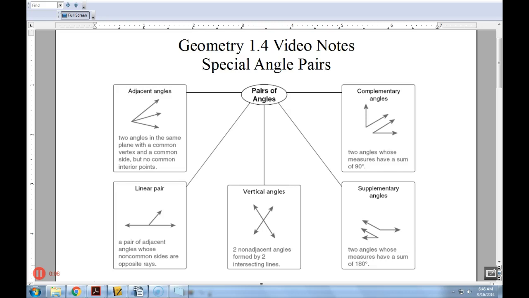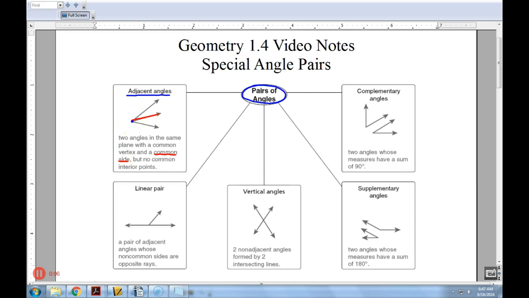And this little graphic organizer here in the center kind of highlights all the special pairs of angles. There's 5 of them we're going to look at. So starting in the upper left, adjacent angles. Adjacent angles are 2 angles in the same plane. They have a common vertex. So these 2 angles right here share the same vertex or the same hinge. And the key part is they share a common side. So this side right here is involved in both angles.